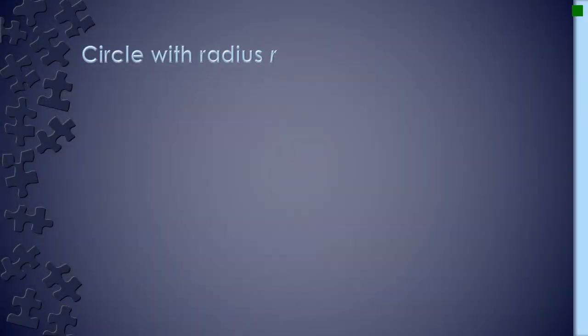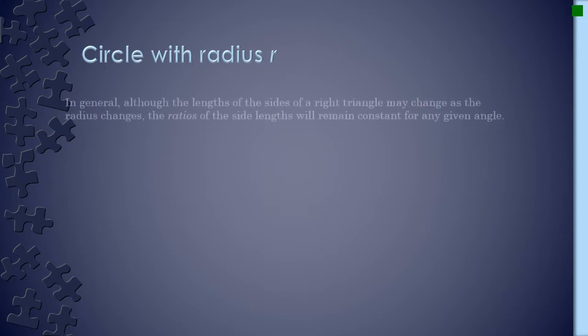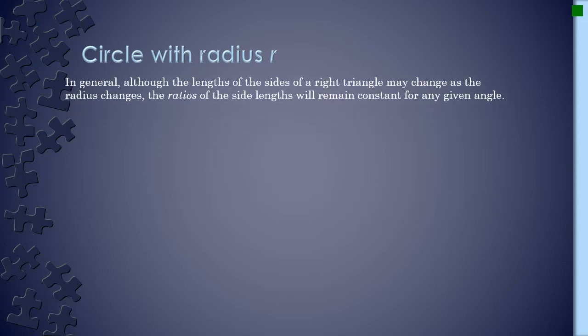Okay, so I hope that you gave yourself a good opportunity to work with that GeoGebra applet. It's nice to be able to do it yourself and see what the changes are. And I hope that what you found was that in general, although the lengths of the sides of a right triangle may change as the radius changes, the ratios of the side lengths remained constant.